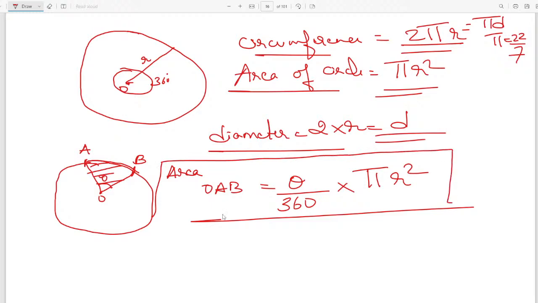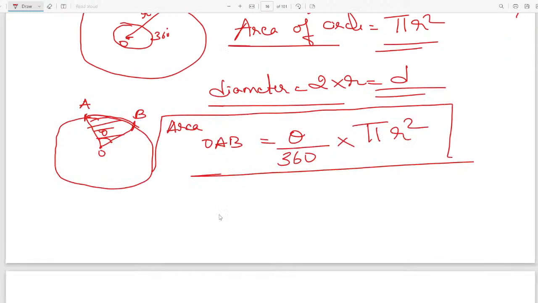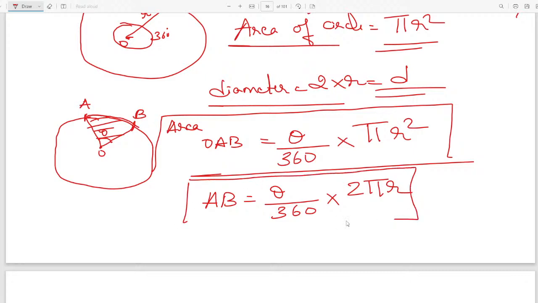Remember this. And then if they ask the length of AB, just the length of AB, not the whole sector, then AB would be equal to theta divided by 360 into 2 pi r. This is the formula for that length AB. This is by fractions. The whole thing is 360, and out of that, theta is only for this sector.